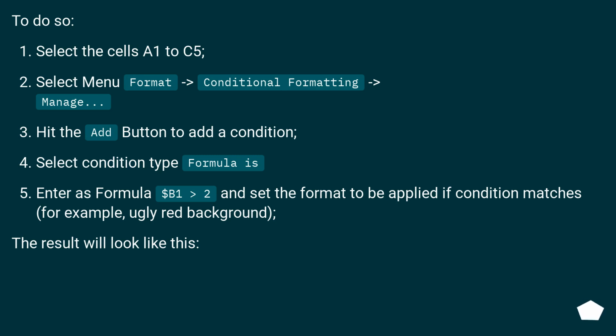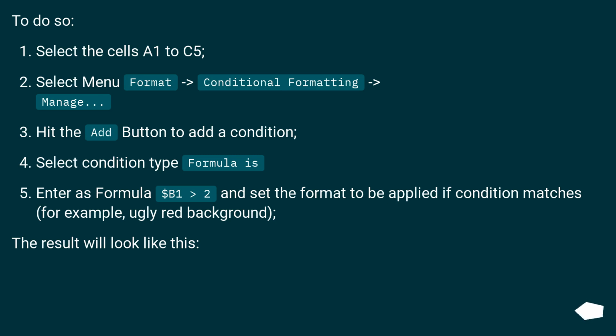Select menu Format > Conditional Formatting > Manage... Hit the Add button to add a condition. Select condition type, formula is. Enter as formula $B1>2, and set the format to be applied if condition matches, for example, ugly red background.